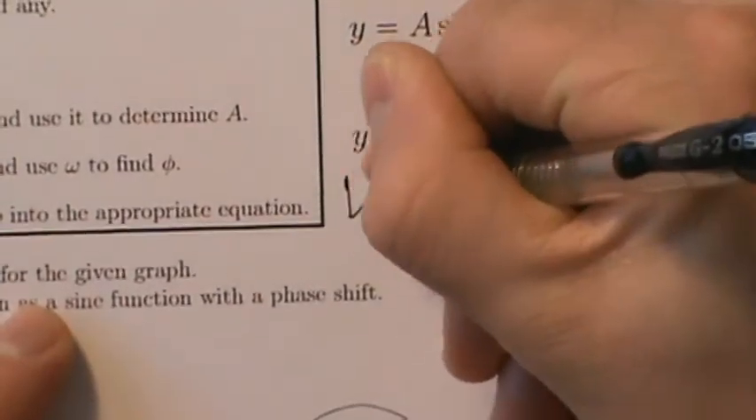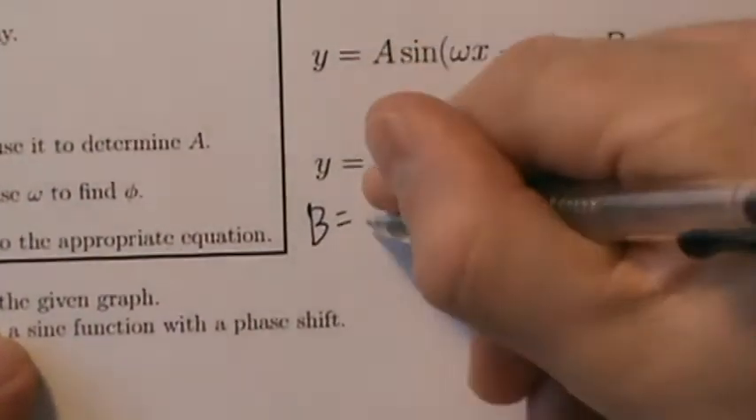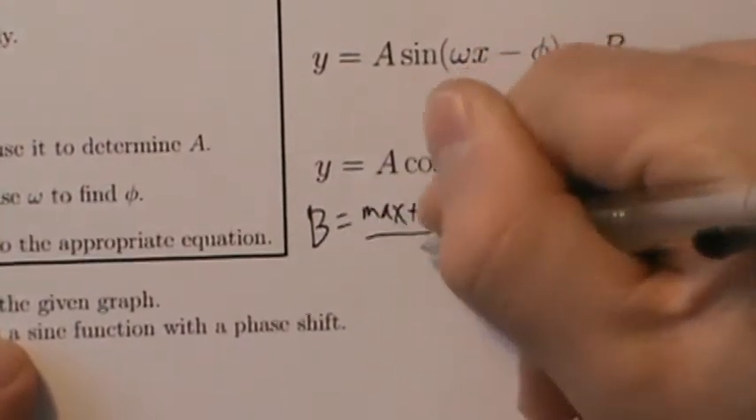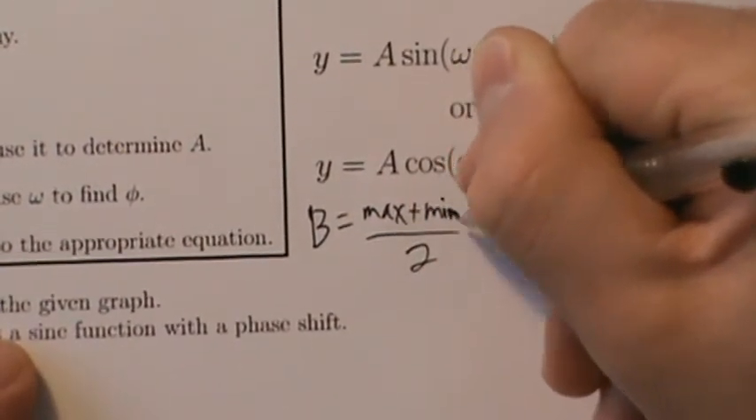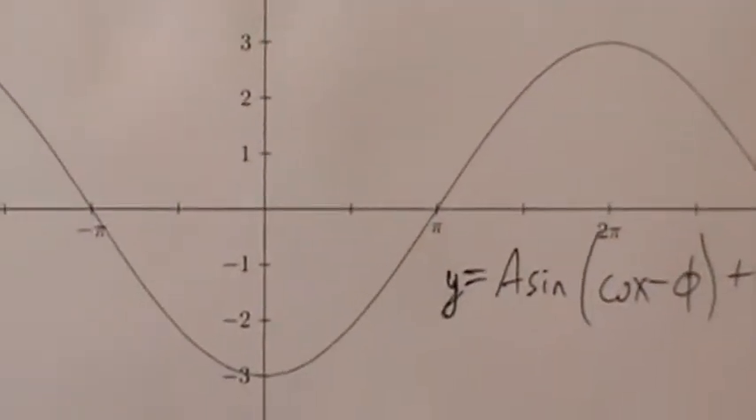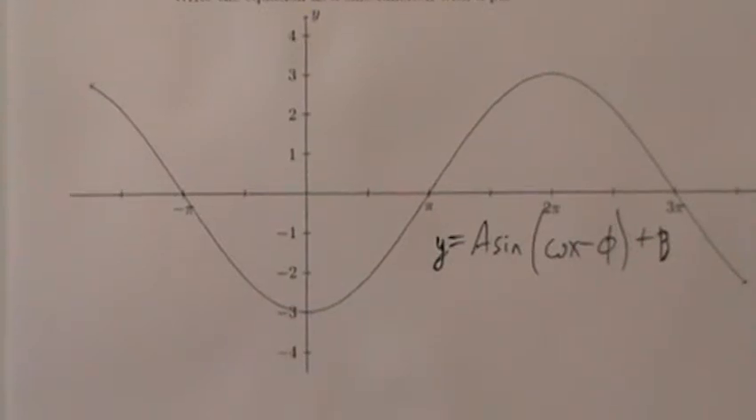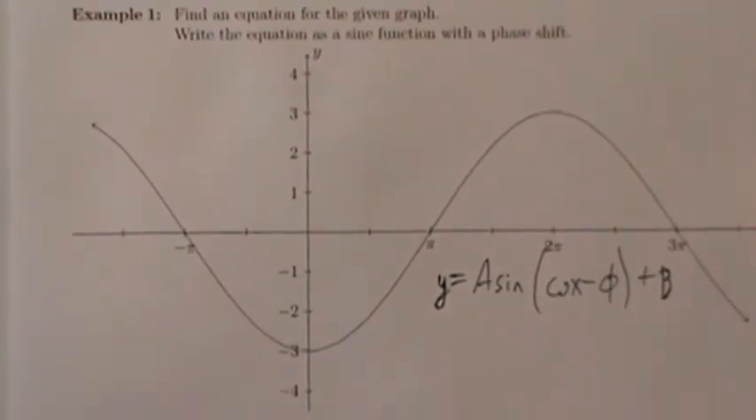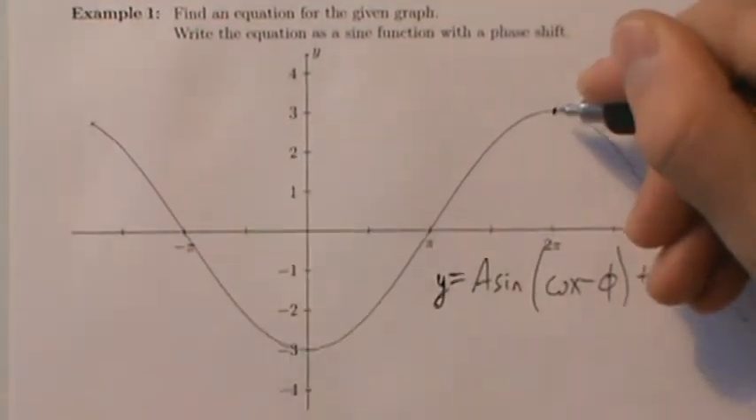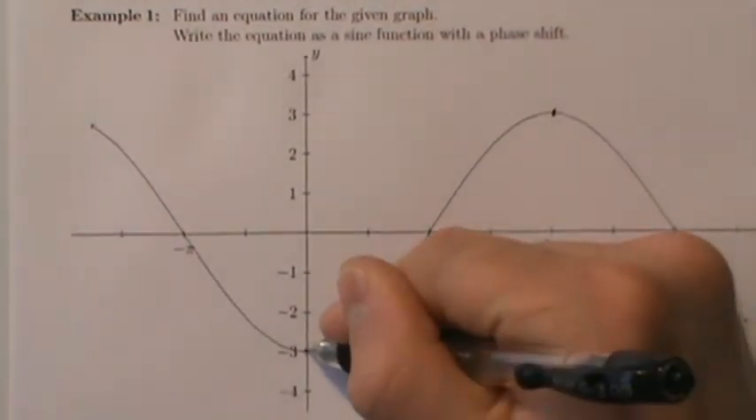So find the vertical shift b. So how do we find b? Remember, b is the maximum plus the minimum divided by 2. Okay, so what does that mean? That means the maximum y value plus the minimum y value divided by 2. So if we look at our graph here, zoom back out just a bit, we see the largest y value is 3, it happens right about here. And the smallest y value is negative 3, it happens right about here.